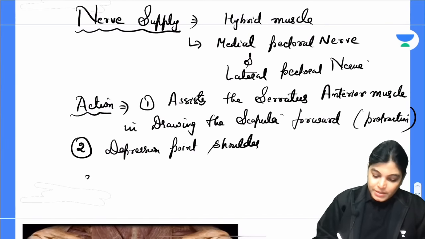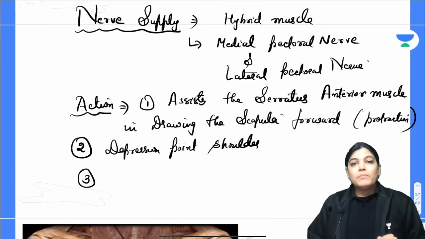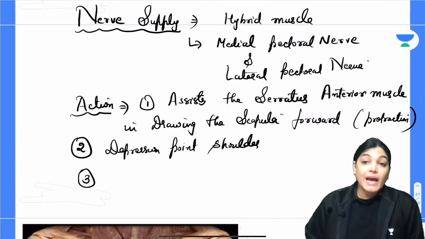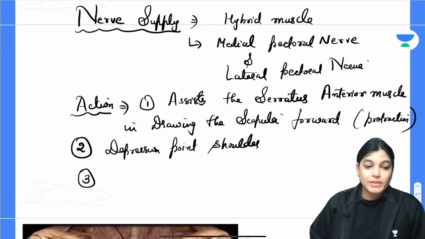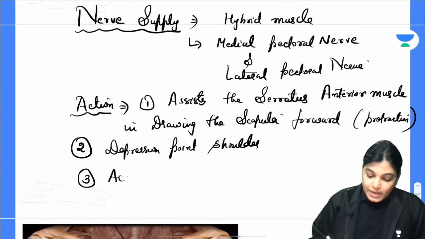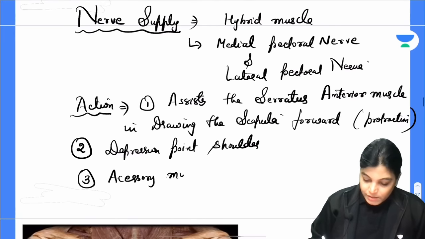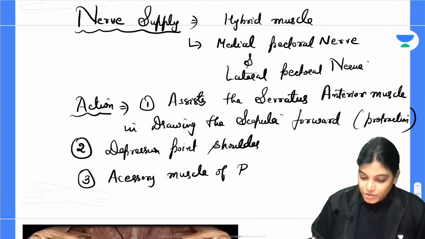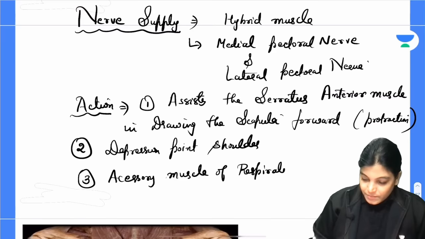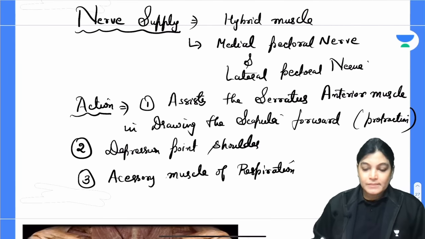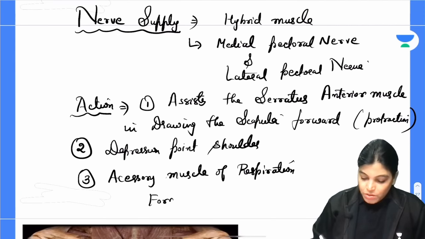The third action is that pectoralis minor is one of the accessory muscles of respiration. So it is also considered an accessory muscle of respiration. It is active in forced inspiration.